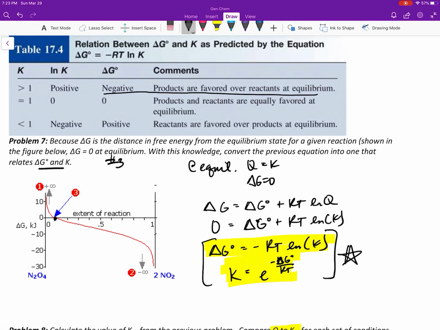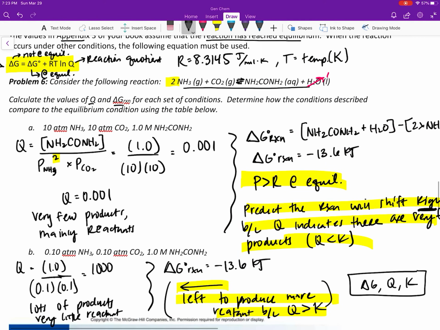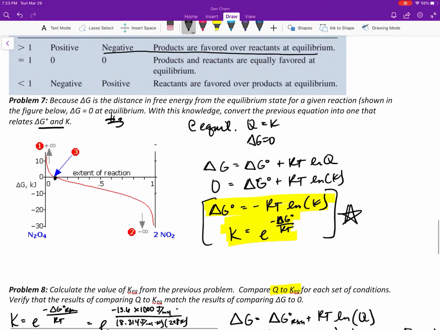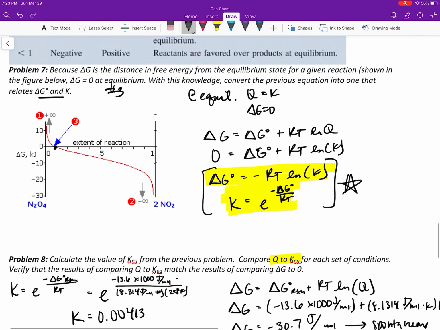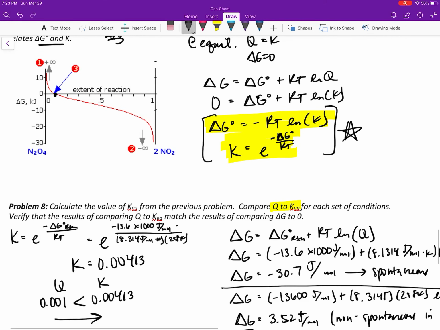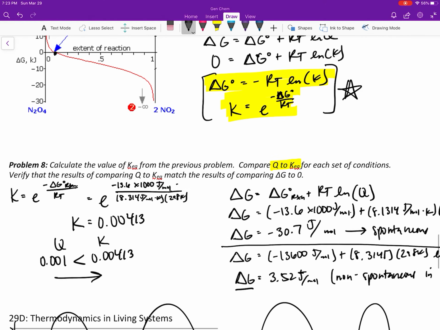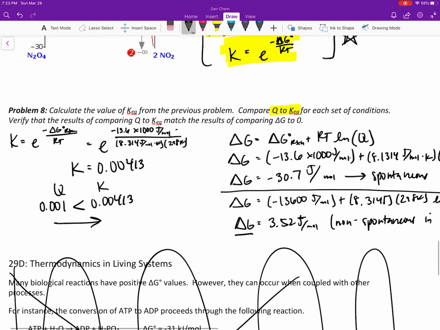Then we took what we know about equilibrium, plugged it into the equation that we started with, and said, okay, how can we relate delta G naught to K, which are two equilibrium constants? So we set Q and K equal to each other, delta G equal to 0. We plugged those values in, we rearranged it, and we got the two formulas here. Okay, and so these are two more formulas to note.